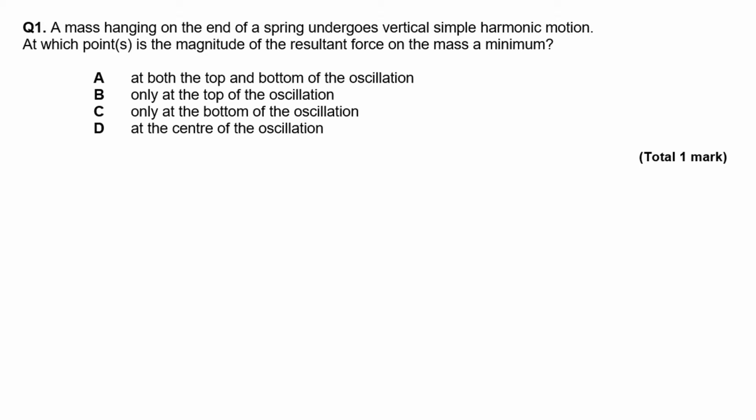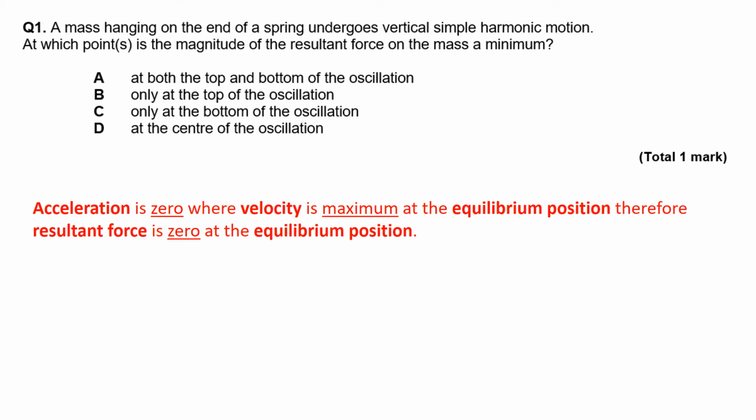Let's get started with some simple harmonic motion. A mass hanging on the end of a spring undergoes vertical simple harmonic motion. At which point is the magnitude of the resultant force at a minimum? So the way I thought through this is the acceleration is 0 when the velocity is at its maximum, and it's at its maximum at the equilibrium position. And if the acceleration is 0, the resultant force must also be 0 at the equilibrium position.